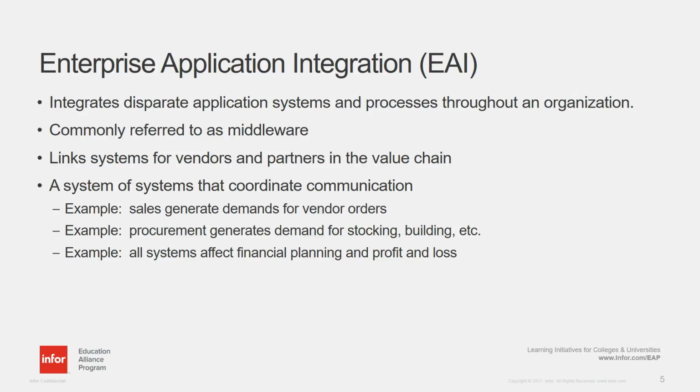For example, you might have a sale that generates a demand to place a vendor order. The vendor's system may not communicate with the sales system, but it can communicate through the middleware or through EAI. You may have procurement that generates demand for inventory updates, for putting together the items that are being ordered through a bill of materials. And so the procurement system would then talk to the inventory system through EAI.